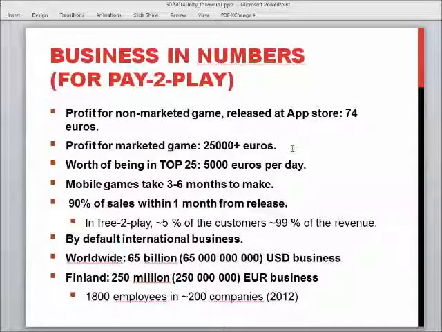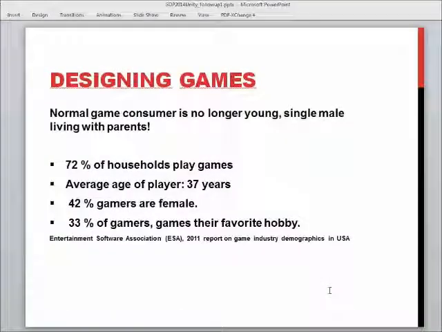Overall, in Finland, the games industry is about 2,000 employees in about 200 companies. So it also tells you that if the median development team size in software development was around 30 people, in the games industry the size of the company is usually around 10 people. So you are also working with smaller teams than in the traditional software business.